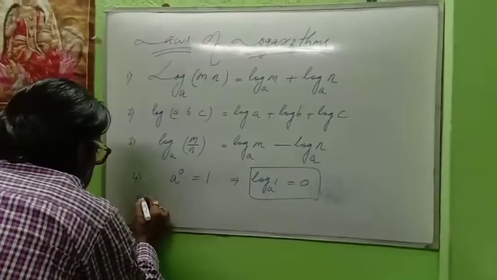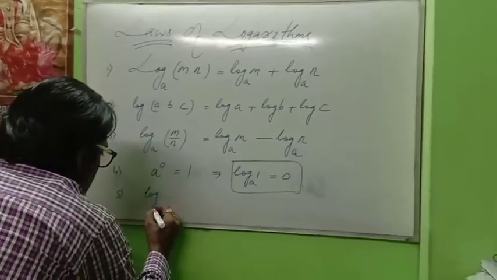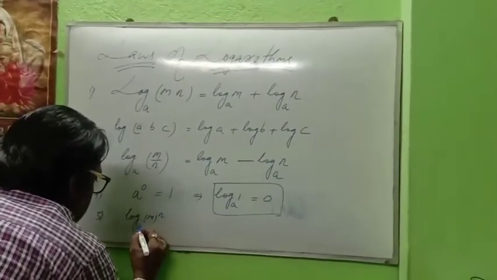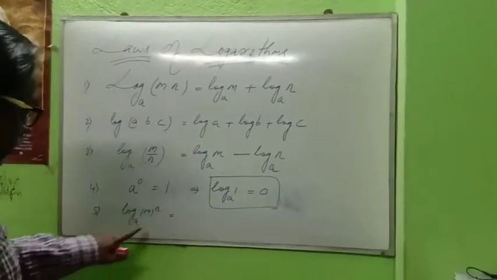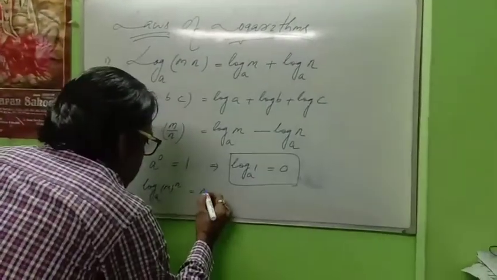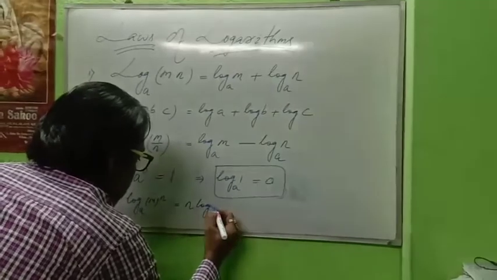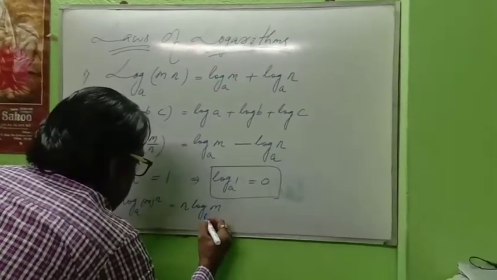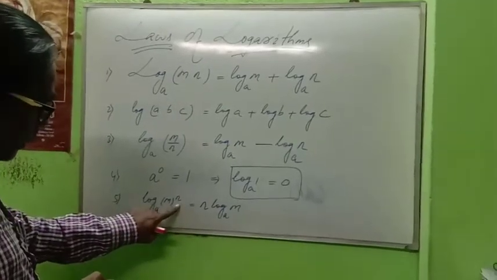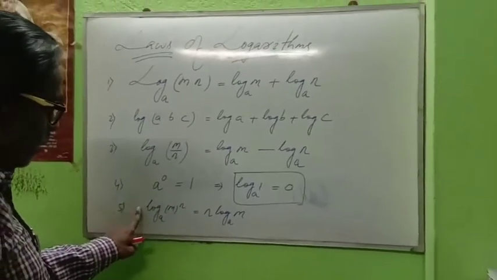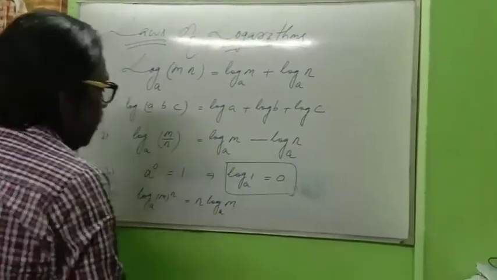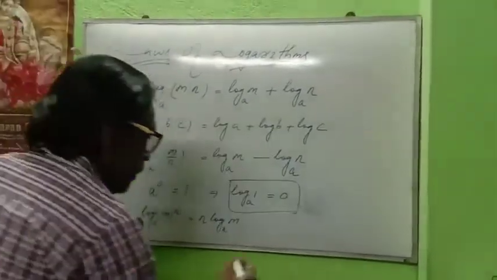Number 5. Suppose it is given log of m to the power n. Base may be any number. Then in this case, the power will be multiplied here. Means n will come here: n log m base a. The power will come first, n into log m base a. Number 6.